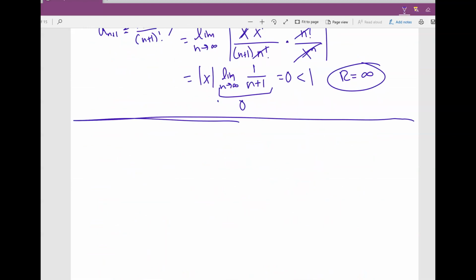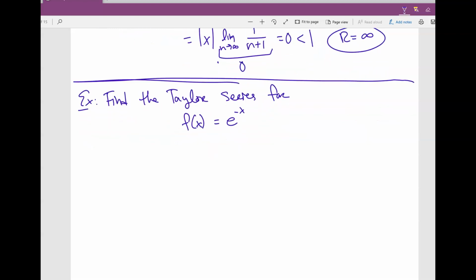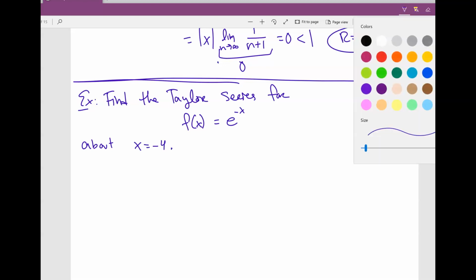And let's say you want to find the Taylor series for now f of x equals e to the negative x, okay, about x equals -4, okay? So how would that work? Does the fact that I have a negative there going to change it?